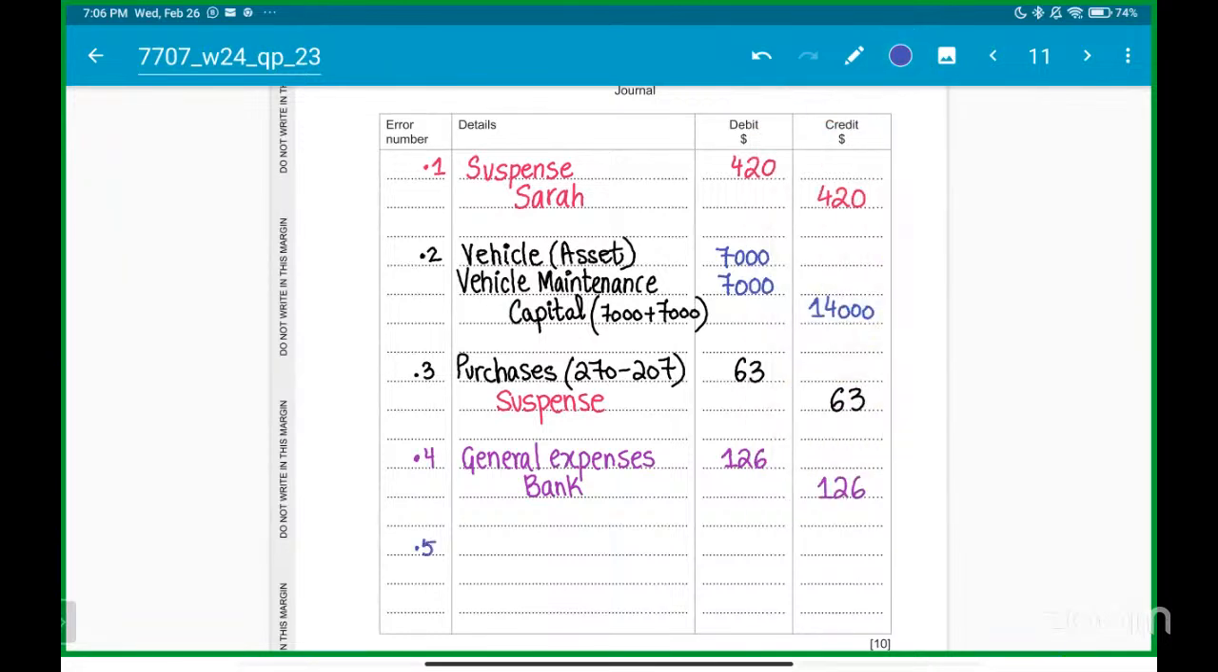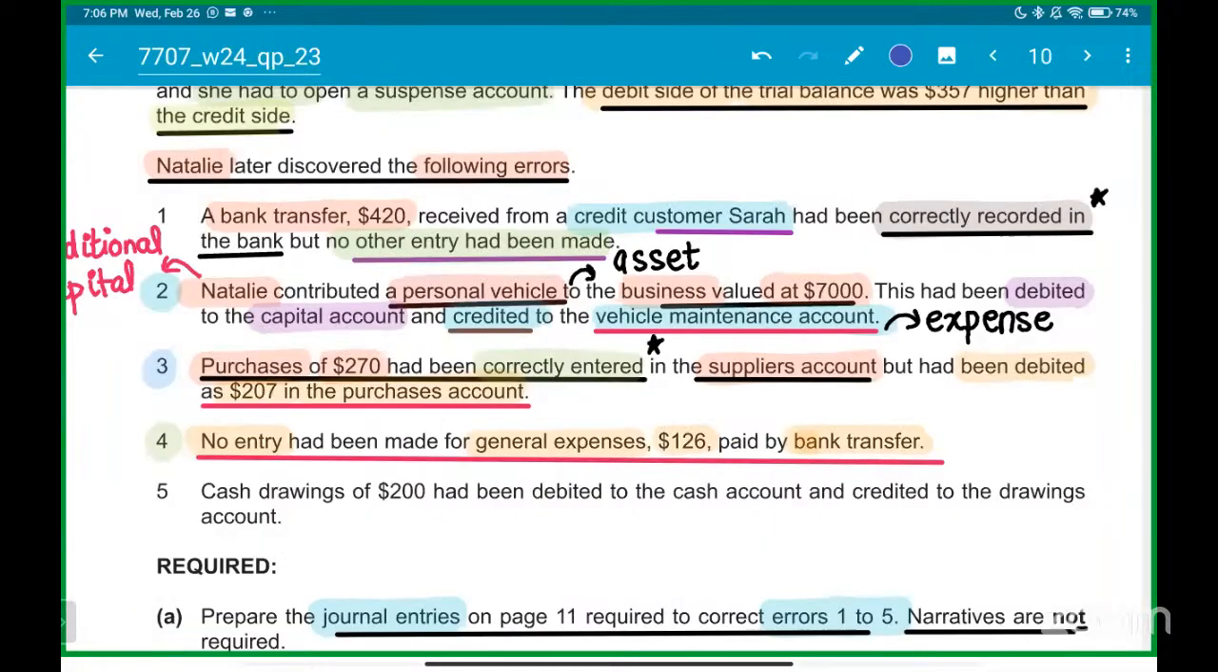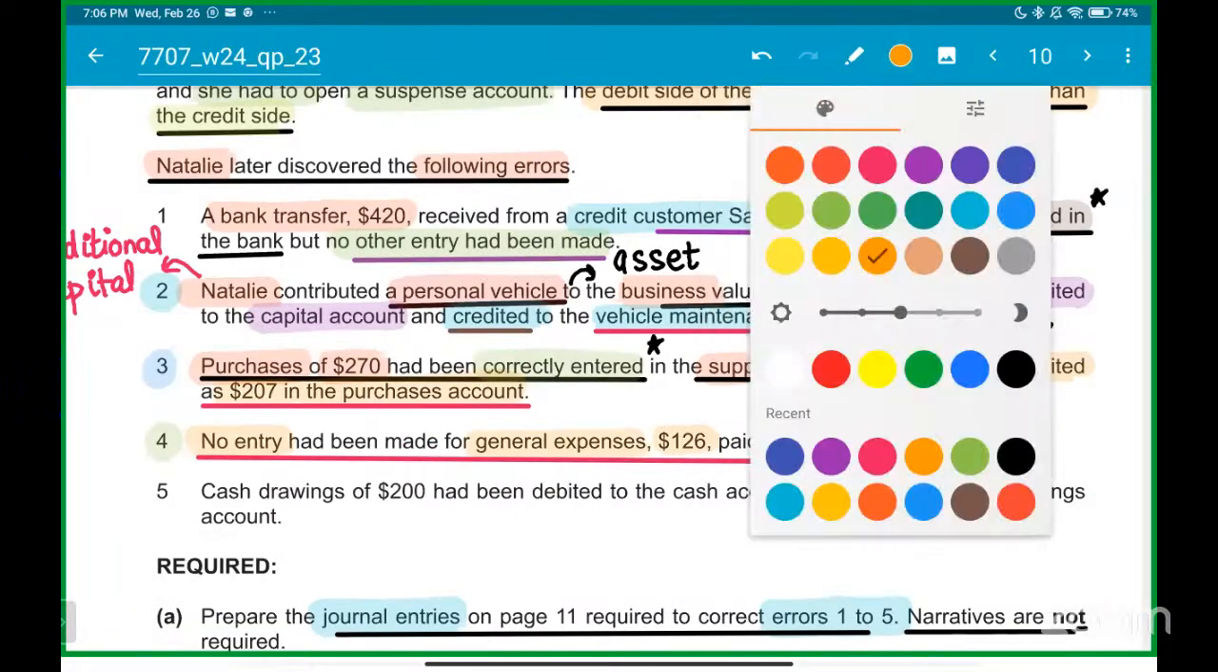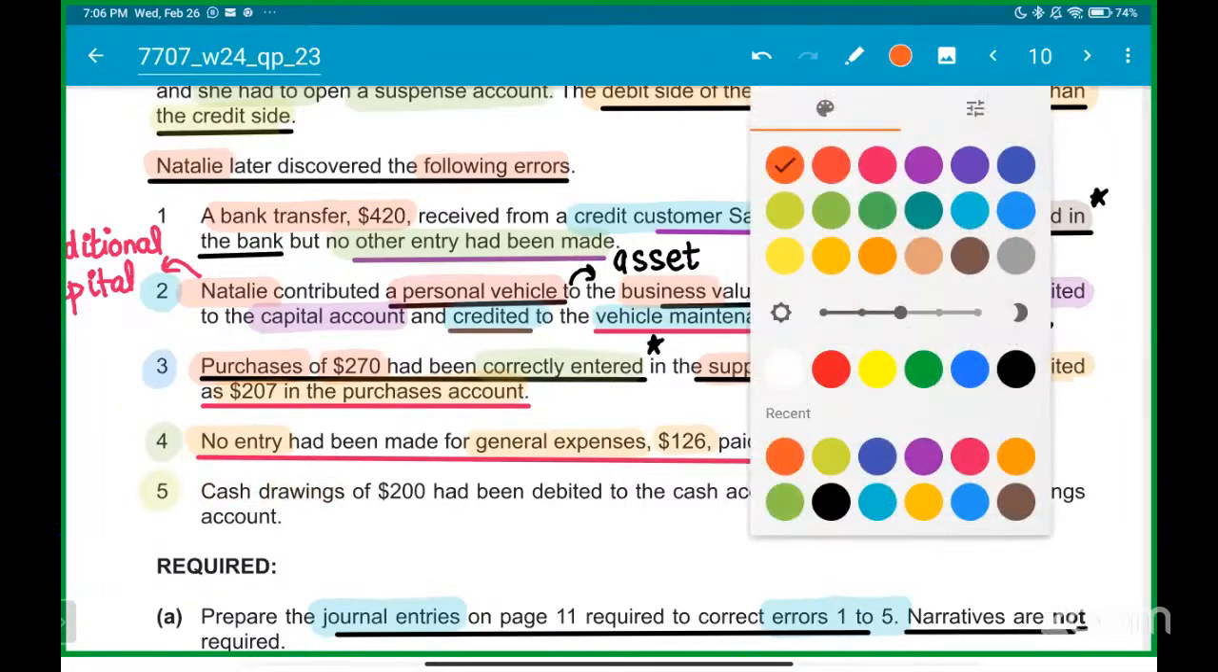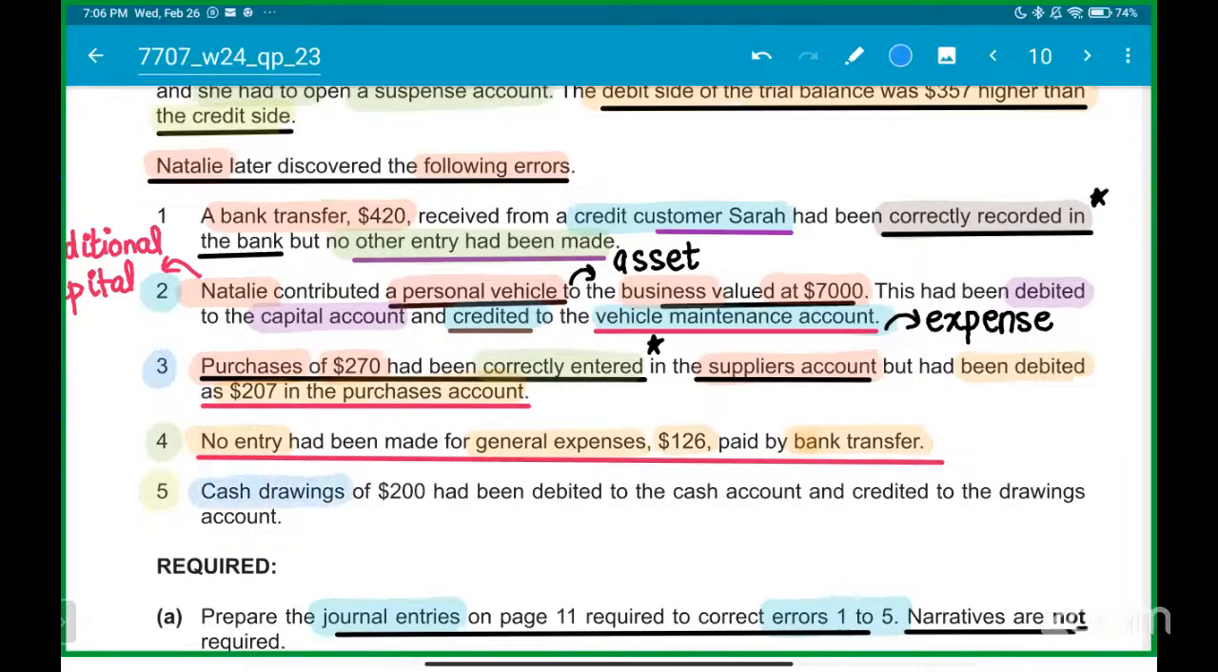The last one is also called an error of omission. Sometimes they ask for the names of the errors as well. The next one, the last one, is basically cash drawings. The business owner made cash drawings of $200. As always, drawings are contra to capital. They work against the capital. So drawings should have been debited.